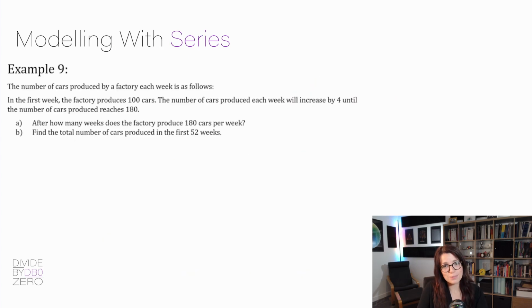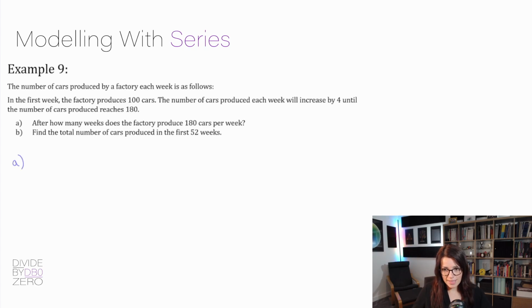Last idea is modeling with series. So talking about real life scenarios and using sequences and series to describe them. Example 9. The number of cars produced by a factory each week is as follows. In the first week, the factory produces 100 cars. The number of cars produced each week will increase by 4 until the number of cars produced reaches 180. Part A. After how many weeks does the factory produce 180 cars per week? Now, first things first, you want to investigate what's going on here. See what kind of sequence you're working with.